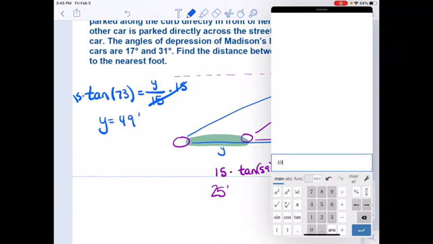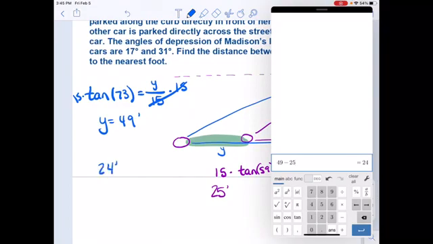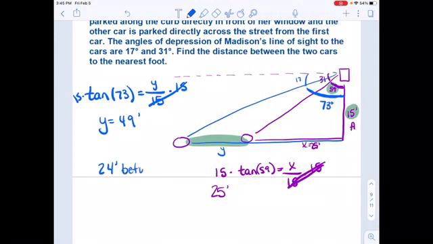So if you subtract these two, you end up getting our final solution, or how much space is between them. And there are 24 feet between the cars.